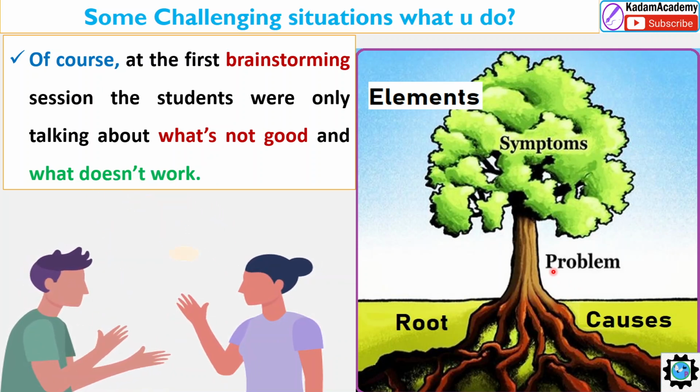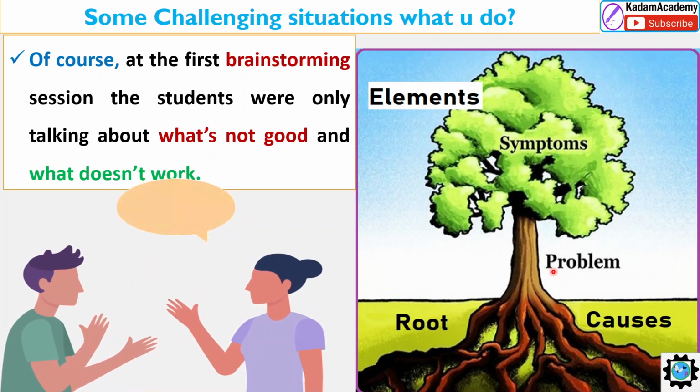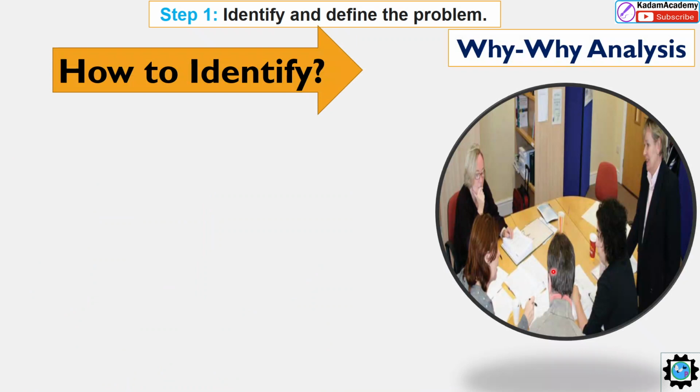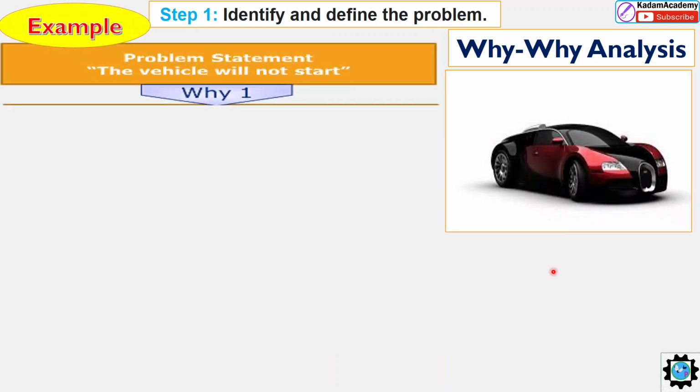Identification is required, but how to identify this? I will tell you, this is very important. Why analysis is one of the great techniques generally used in industry. One example: the problem statement is that the vehicle will not start. So what will you do? Ask the question why. One why, five why we are going to ask.